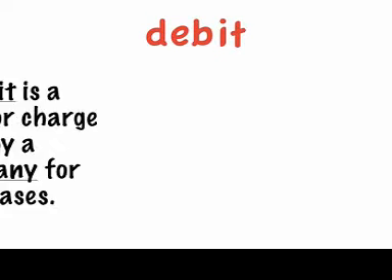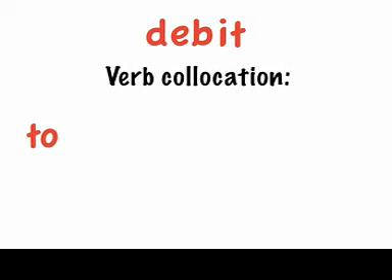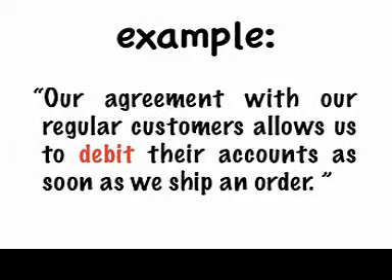Debit. A debit is a cost or charge paid by a company, for example, when it purchases supplies from a vendor. This word can also be used as a verb, and one common collocation is to debit a bank account, meaning to transfer money out of the account. Our agreement with our regular customers allows us to debit their accounts as soon as we ship an order.